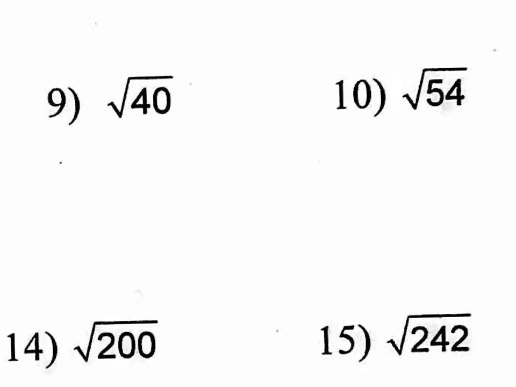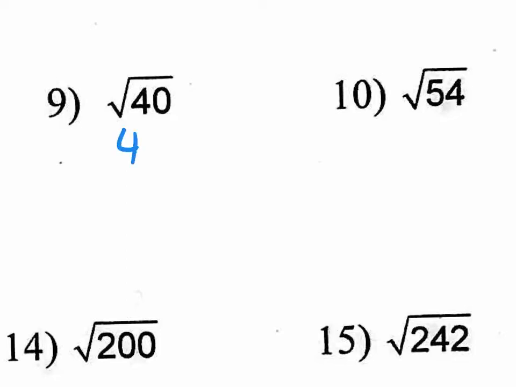20 times 2? No way, because 20 is not a perfect square. 2 is not a perfect square. Give me a perfect square number that I could use. 5 times 8? Is 5 a perfect square? No. Is 8 a perfect square? No. So that's not really good. 4 times 10. Yeah. So let's actually do that.